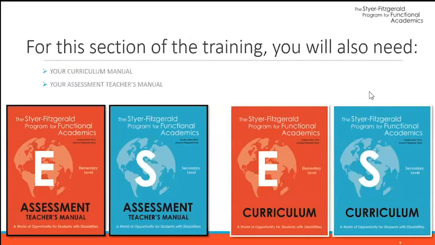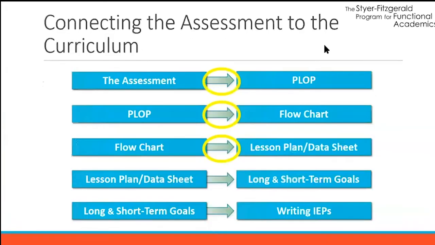For this session of the training, you're also going to need your assessment teacher's manual, which is the black spine, this one, and your curriculum, which is the white spine. Connecting the assessment to the curriculum, we talked about this briefly in the first PowerPoint. First you're going to assess, and from that assessment, you're going to determine the present levels of performance. Once you have the present levels of performance, you're going to look at a flow chart. We talked about how the flow charts are at the end of each assessment section and at the beginning of each curriculum area.